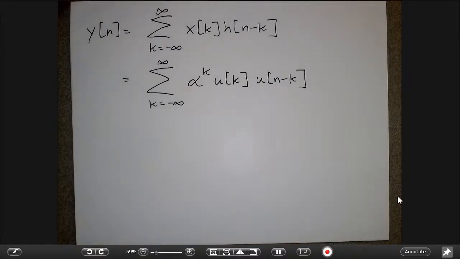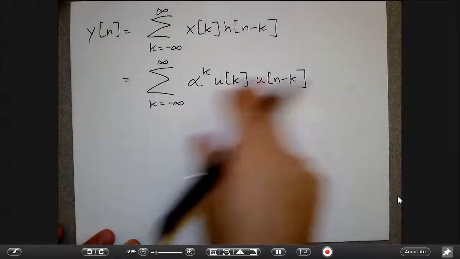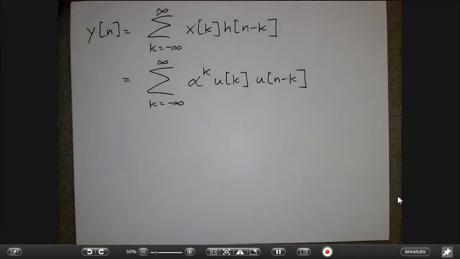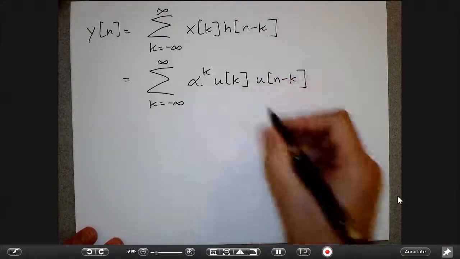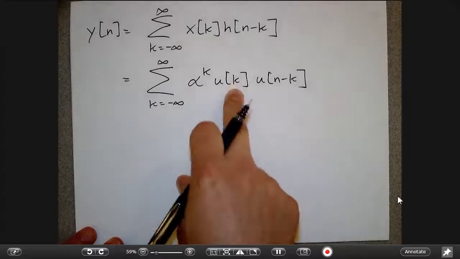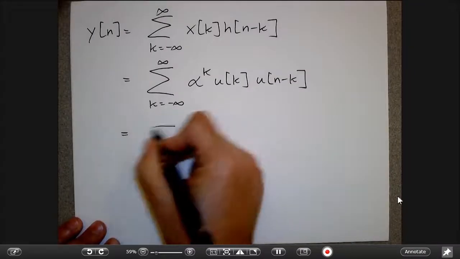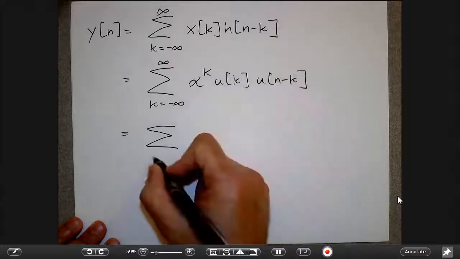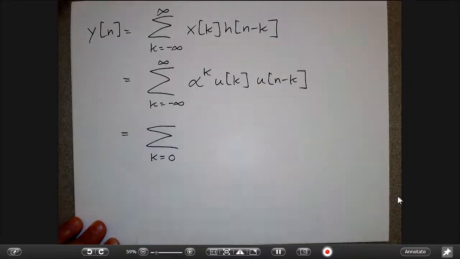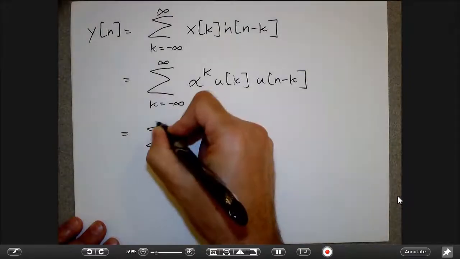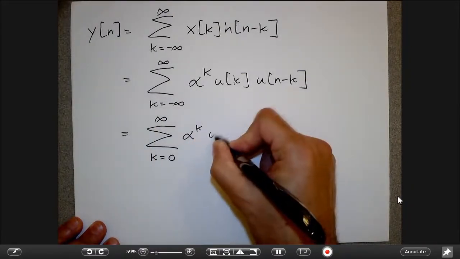So one way to think about these step functions is to ask what they look like and what their product looks like. Now this is a world where everything is a function of k. When k is negative, u of k, the step function, is 0. It doesn't turn on until k equals 0. So I can immediately remove that part and turn it into a sum that starts at 0, because nothing can be happening before 0: the sum of alpha to the k, u of n minus k.